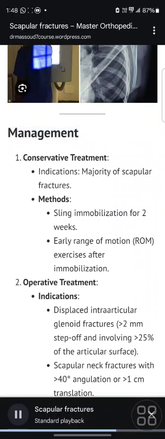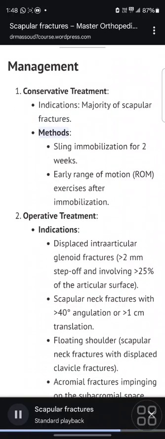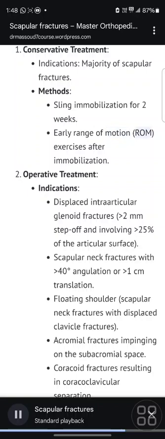Management. 1. Conservative treatment. Indications: majority of scapular fractures. Methods: sling immobilization for 2 weeks. Early range of motion, ROM, exercises after immobilization.